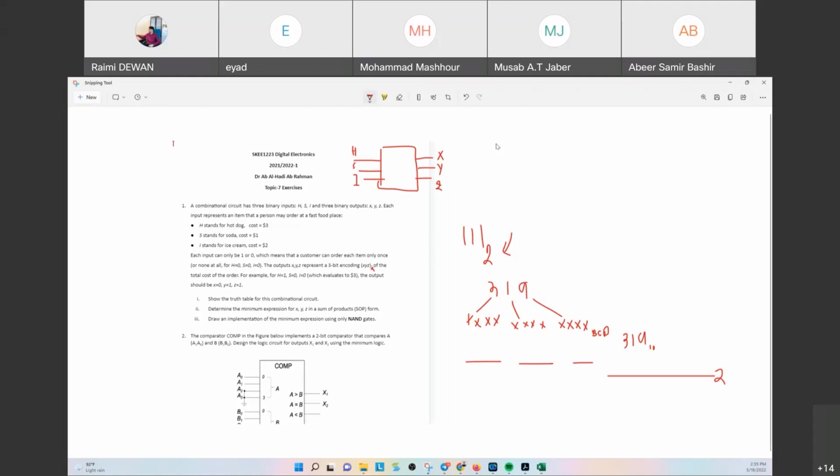So what you can do is that you have H, S, I, then you have multiple rows. For example, first is 0, 0, 0 until 1, 1, 1. Okay, and so on. Determine the minimum expression.